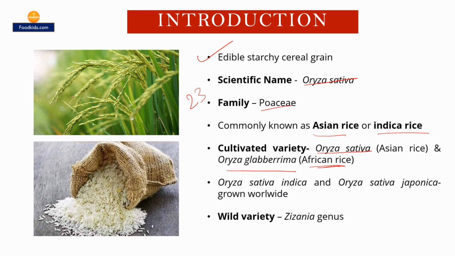On the basis of geographical distribution, Oryza sativa is divided into three subspecies. The first one is japonica, the second one is javanica, and the third one is indica. Out of these three, Oryza sativa indica and Oryza sativa japonica are grown worldwide. The wild variety of rice comes under the Zizania genus.